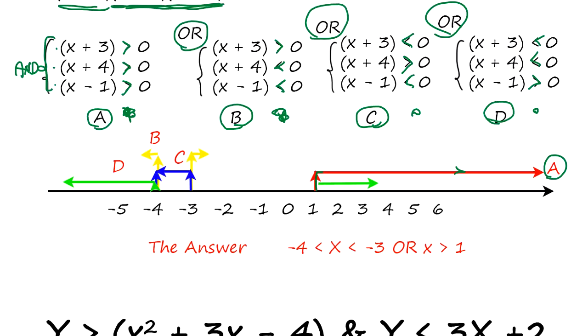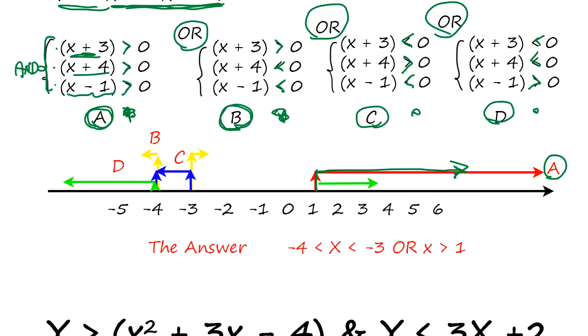So the smallest range wins. The smallest range is this one, because x is larger than -4 here, and if you AND it with this one and this one, this one wins. This is the smallest set. Same thing as this. So we have only one answer for A.